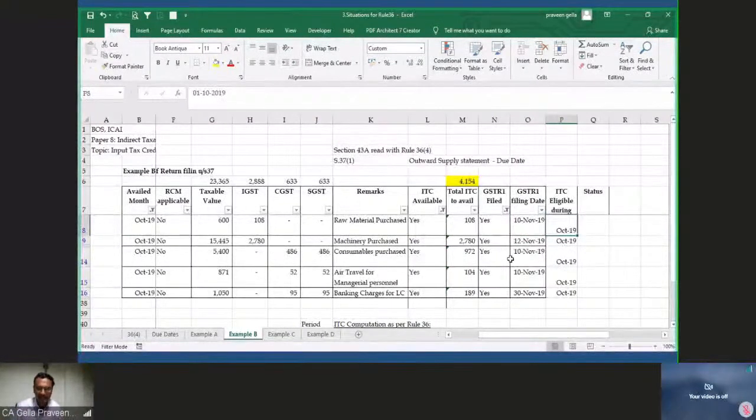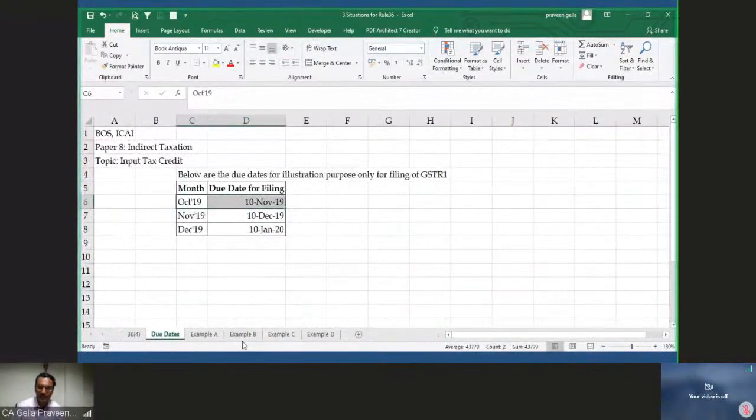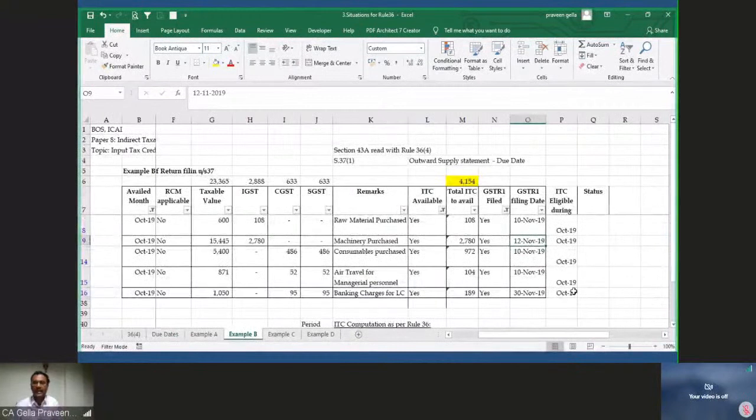My row number 9, my supplier has filed return on 12th November. My due date is 10th November. Because he has filed after due date, I'll say October, I cannot take the credit. I click on F2. My 1st October, I'm just changing October as November. What I did, because it was not filed on or before due date, October I'm not going to take. I'm going to take that credit in November.